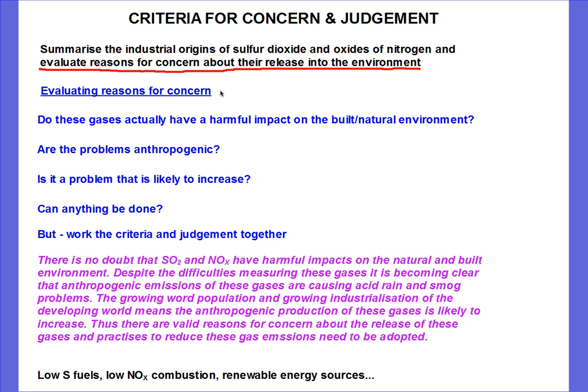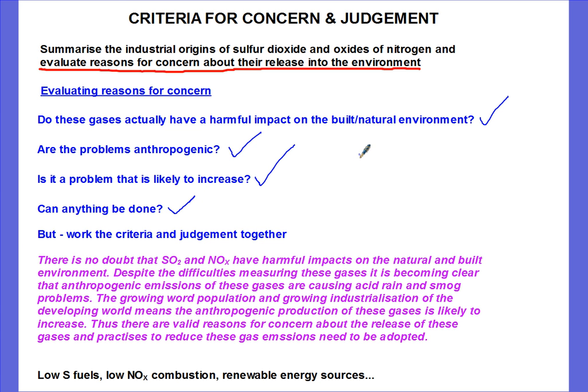The criteria I can think of are, first of all, do these gases actually have a harmful impact on the built or natural environment? I would probably say that yes, it's pretty clear that they do have a harmful impact on the natural and built environment. Are the problems anthropogenic? Well, the evidence suggests that yes, they're anthropogenic problems. Is that problem likely to increase? Yes, it is, with the increased industrialization of the world. Can anything be done? Yes, there are things that can be done about it.